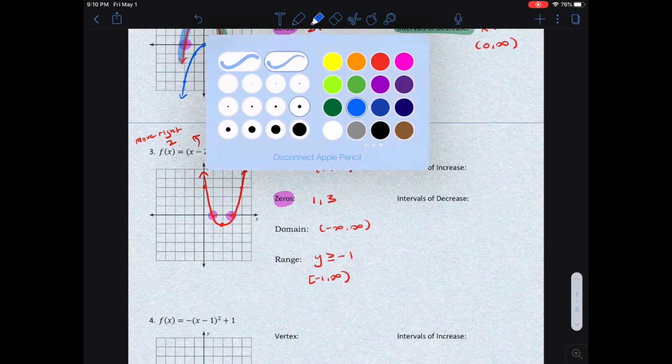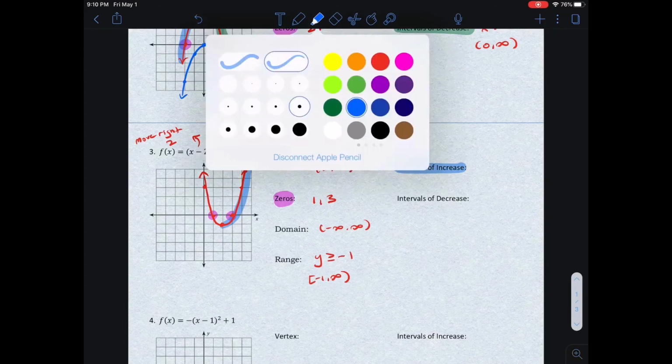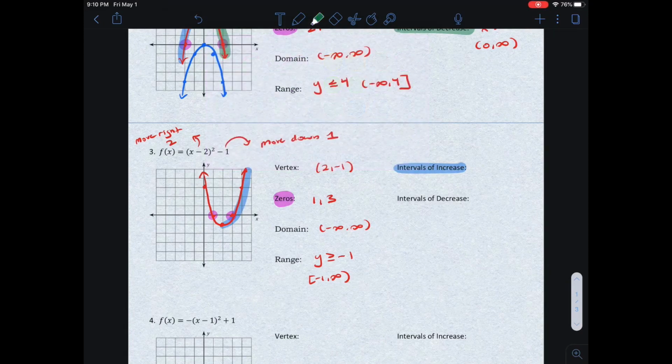Now for intervals of increasing, the graph is increasing on this interval because, again, you're looking at it from left to right. And the graph is decreasing along this interval here.